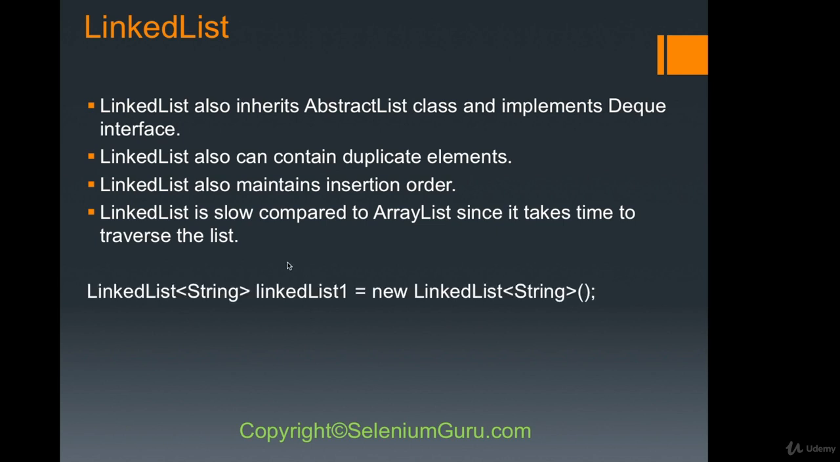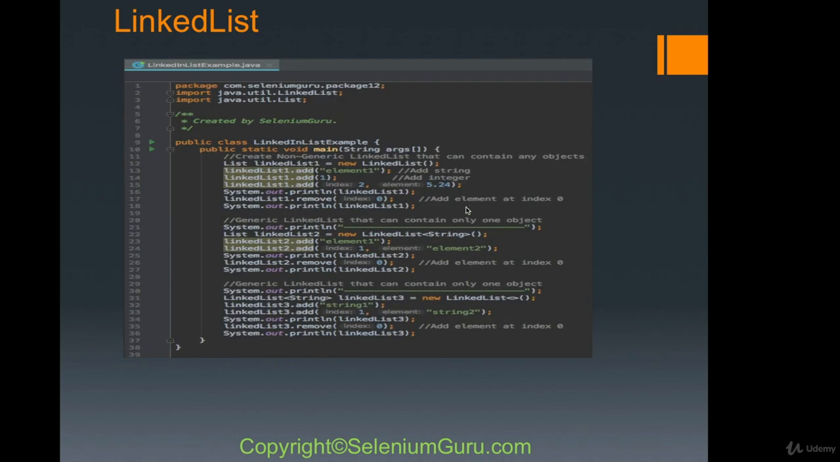So how do you create a linked list then? Well, this is one example of a non-generic linked list. You write LinkedList and provide whatever data type you want. Right? Linked list one is the object name, equal new LinkedList, and you provide the data type in here. And with this parenthesis, you close with the semicolon. That's how you can actually create a linked list.